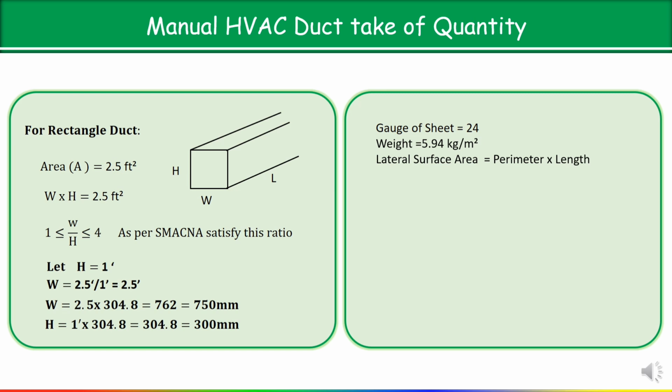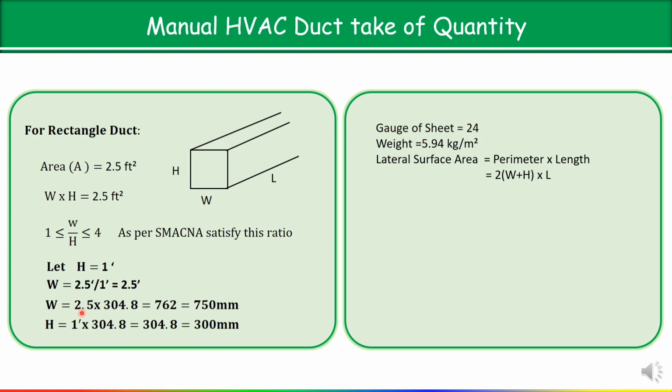Okay, so the lateral surface area is perimeter into length. How do we calculate the perimeter of this rectangle? Simple: 2 in bracket (w plus h) into length. Remember, in this equation the value we have to enter for the width and height of the duct is in meters, because the length of the duct we know in meters. So always put all the values in meters, not in millimeters.